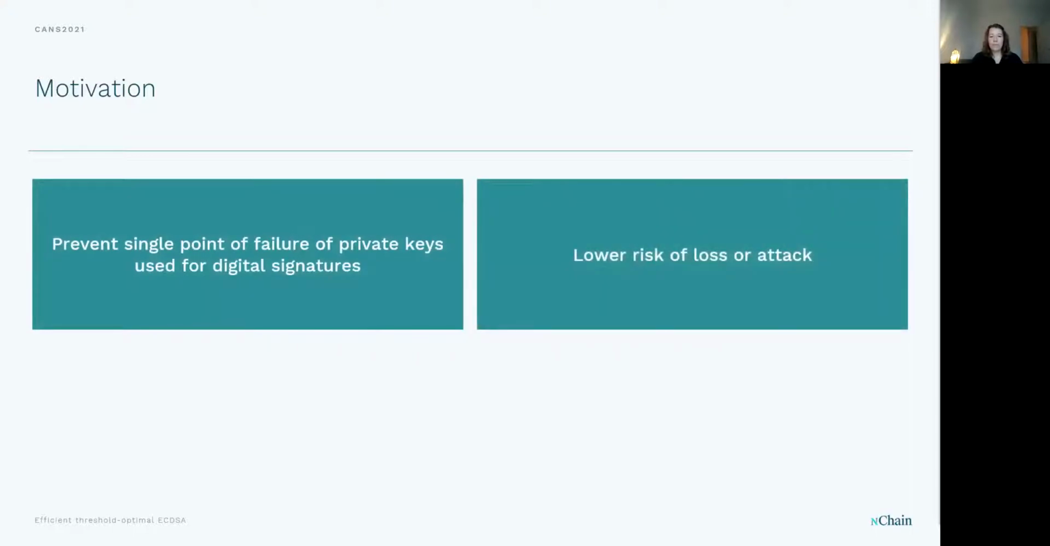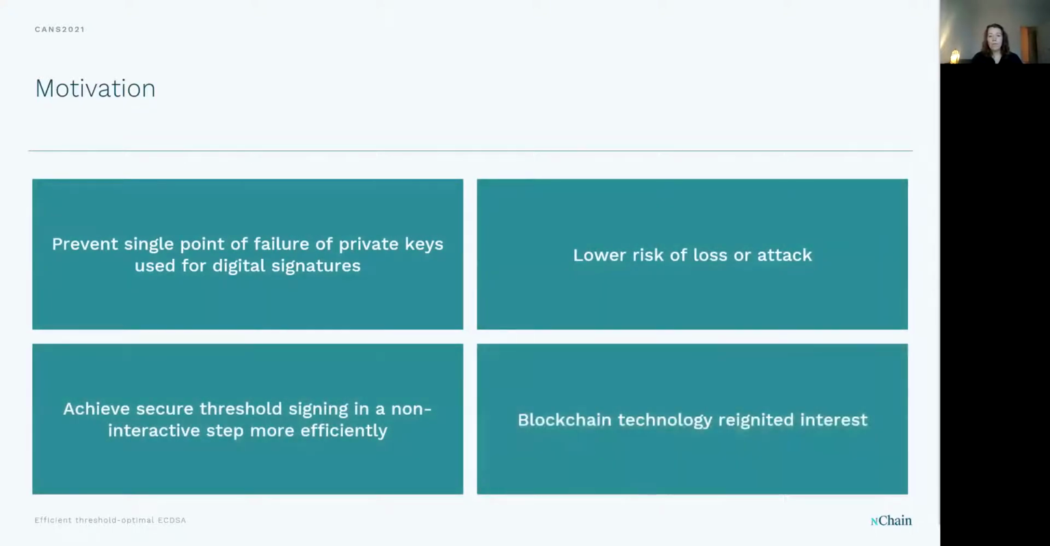So moving on to threshold signatures then. They're a type of digital signature, and a digital signature is created using a private key on a message. What that does with the private key is that you end up with a single point of failure. The private key presents a single point of failure, so that has a risk of loss or attack. If someone loses their private key, then they're no longer able to create a digital signature. And if the private key is compromised, then the attacker could create a signature on behalf of the other person.